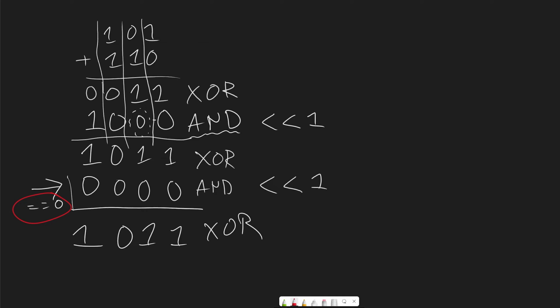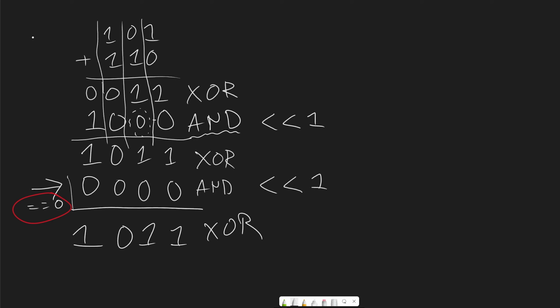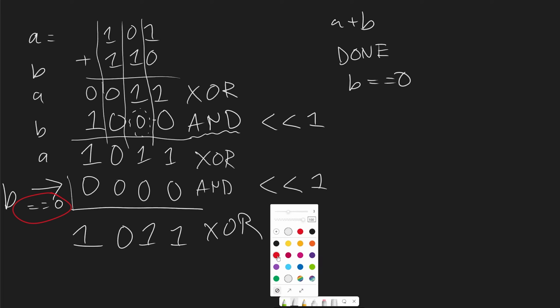And if you think of these two integers as variables, a and b, let's say we're trying to add these numbers a plus b, you know that we are done then when b is equal to 0.